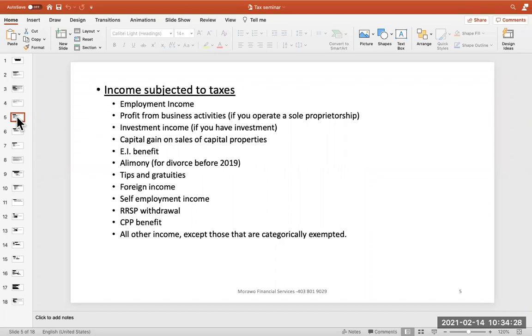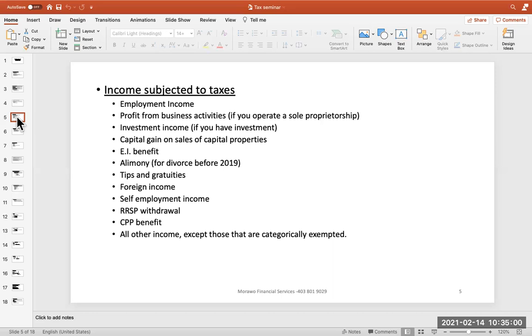If you work in a hotel or restaurant and you are given tips and gratuities, you pay tax on it. Then foreign income. For example, you are here and your spouse is in Nigeria. His income from Nigeria is subjected to tax here in Canada. Then self-employment, just like having a business, sole proprietorship business, is also subjected to income tax.